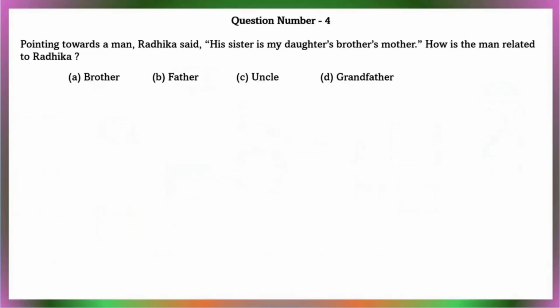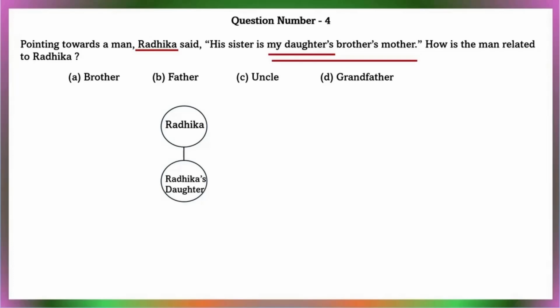Question 4. Pointing towards a man, Radhika said, "His sister is my daughter's brother's mother." How is this man related to Radhika? Now let us mark Radhika and find the word "my". Start with my daughter. This is Radhika's daughter. Next, my daughter's brother. That is Radhika's son. Now, my daughter's brother's mother, the mother of her son, that is Radhika herself.